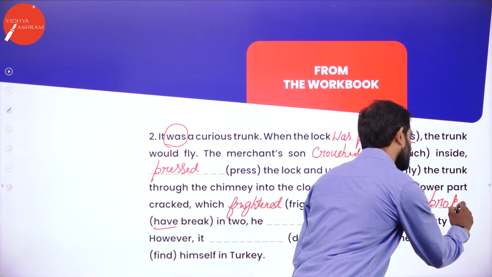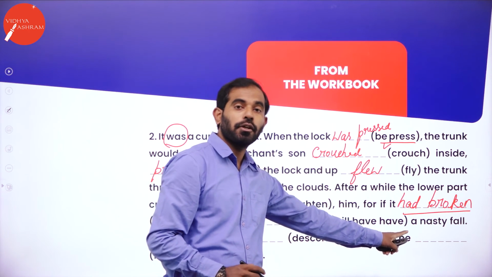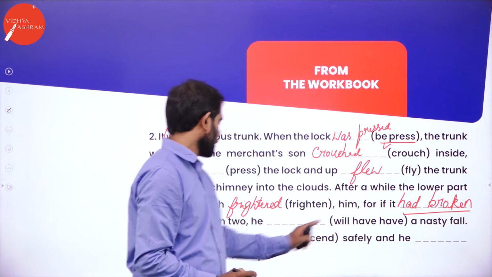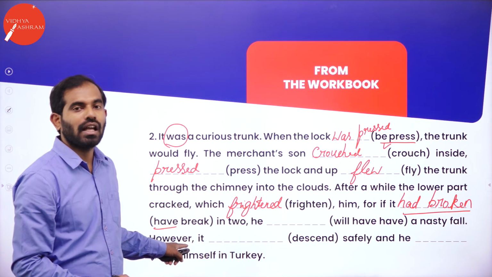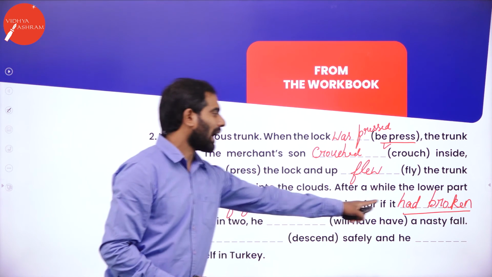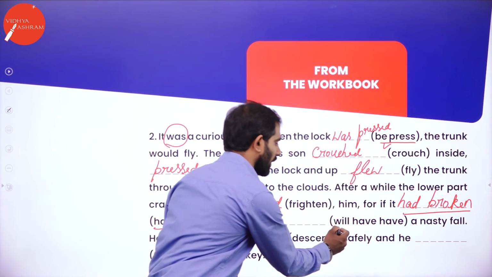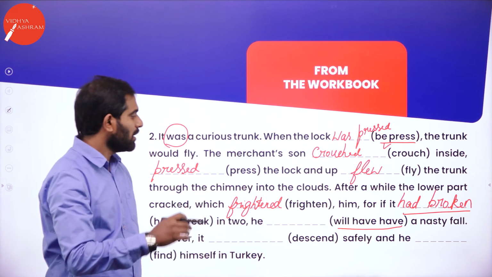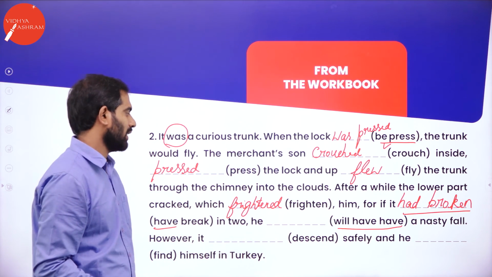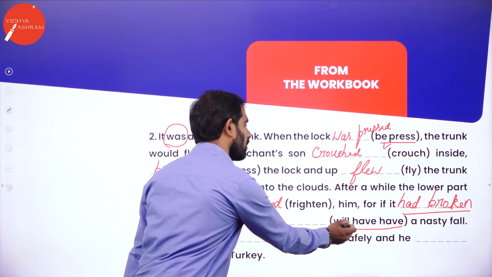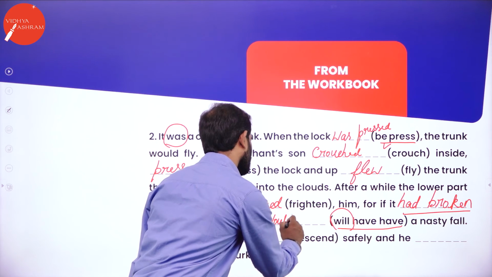If it had broken, remember this is past perfect. Had broken. You cannot use breaking or had been broken. No, had broken into he. Now this is very curious, very important, a very tricky question. Why are two halves given here? Let us change one at a time. Will becomes would, he would.